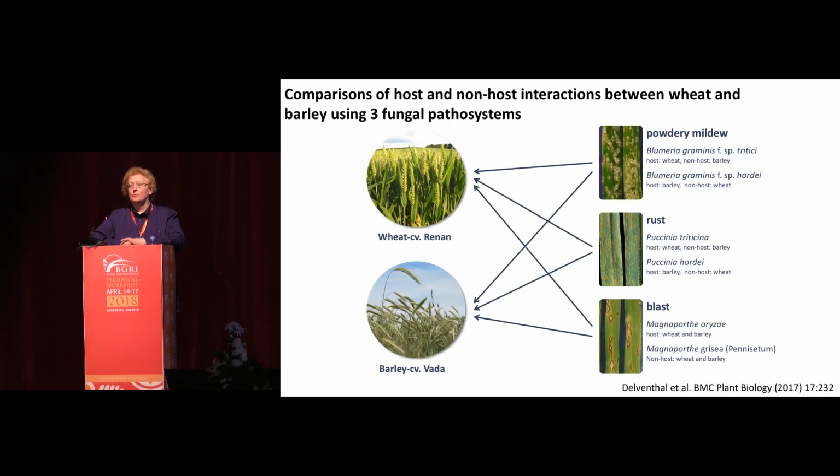Starting with the global reprogramming, we looked at changes in gene transcription in response to adapted and non-adapted pathogens. This work was started before RNA-seq became fashionable, and in this program we used the Affymetrix arrays for wheat and barley. In each interaction, we inoculated wheat with an adapted version of the powdery mildew pathogen, and barley with the wheat powdery mildew pathogen as the non-host interaction, and vice versa. We inoculated wheat with the barley powdery mildew version for the non-host interaction, and barley with the barley-adapted version, and likewise for the rust and the blast interactions.